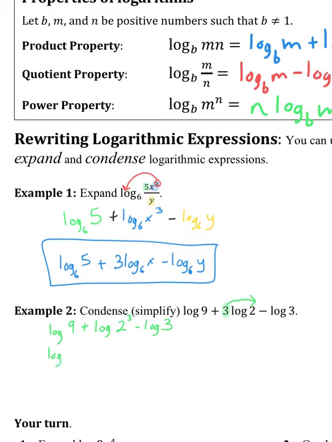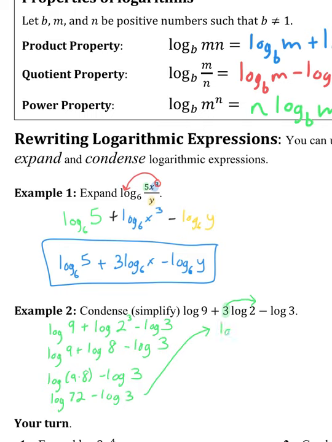And now, because I'm dealing with numbers and not variables, I can rewrite 2 to the third as 8. So that's what 2 to the third power is. And then I can just work from left to right, condensing these logarithms. Log of 9 plus log of 8 can be rewritten as a single logarithm, 9 times 8. 9 times 8 is 72. So I get log of 72 minus log of 3.